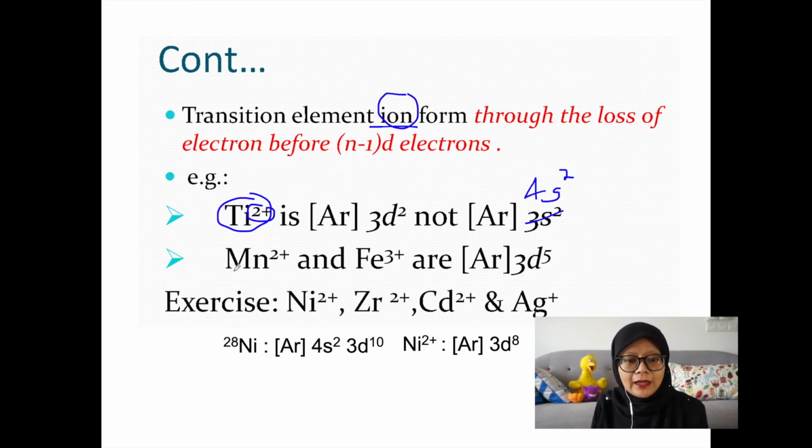Other than that, we have manganese 2+ and iron 3+. Their electron configuration is Ar 3d5. Both of these ions are Ar 3d5. This is what we call isoelectronic. They have the same electron configuration.